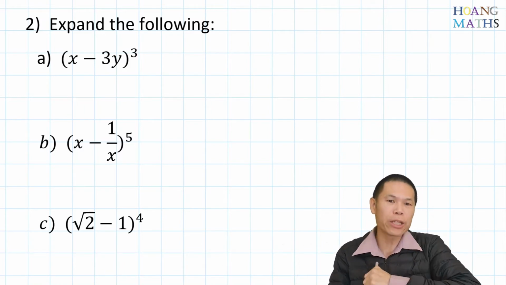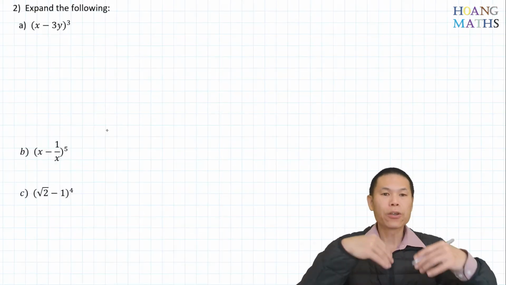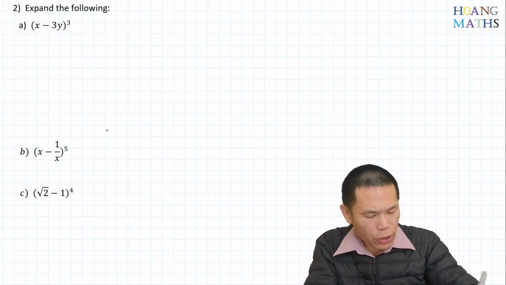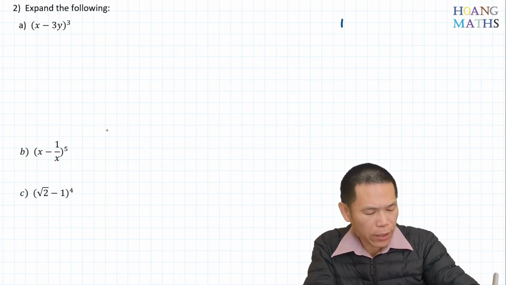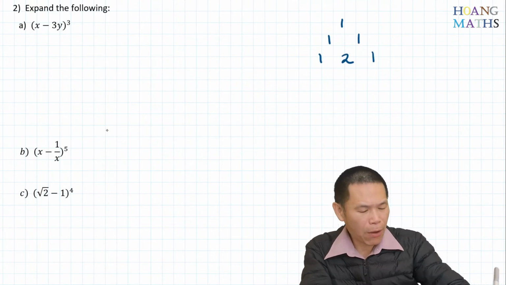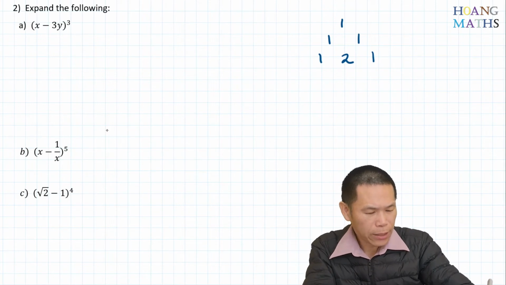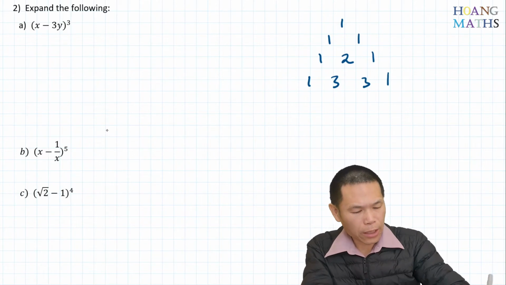So let's go straight into this. First one, let me just quickly write down the Pascal triangle first. So 1, 1, 1, we add together, give me 2, this is 1. And power 3, I need one more row, okay? So 1, 3, 3, 1. So these are the coefficients.